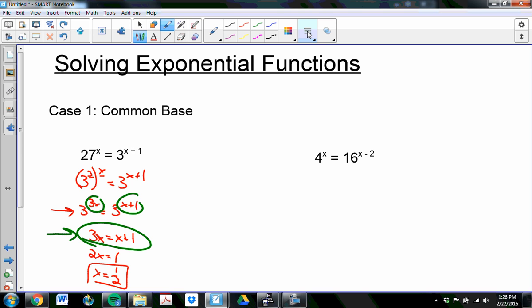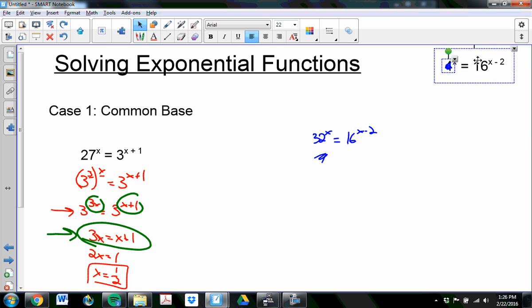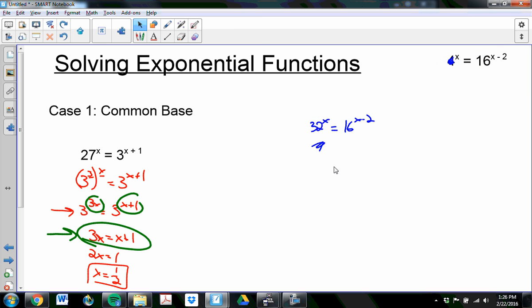So here, 16 is a power of 4. But if I wanted to, I probably shouldn't have written this problem this way. In fact, I'll change it. Let's take this 4 and let's make it a 32.